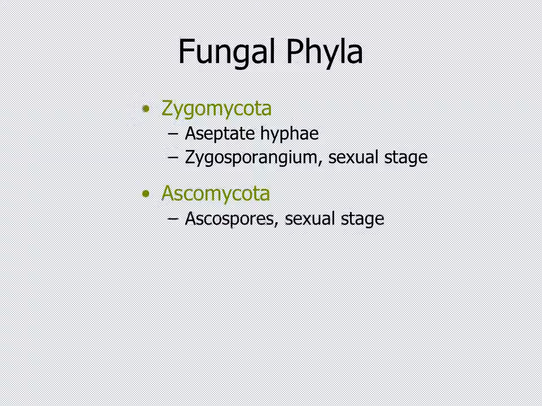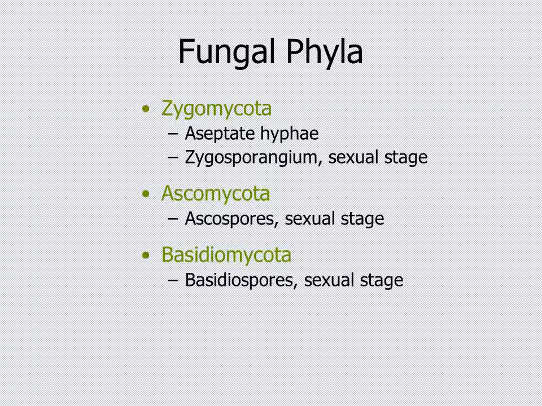The ascomycota have ascospores in their sexual stage. So ascomycota, ascospores. The basidiomycota have, you guessed it, basidiospores. And then lastly, the deuteromycota, this poor guy doesn't have a sexual phase, at least not that we've discovered yet.